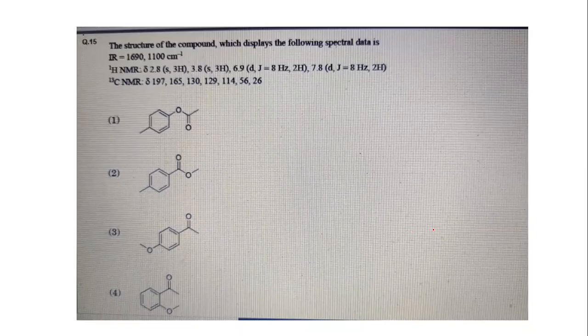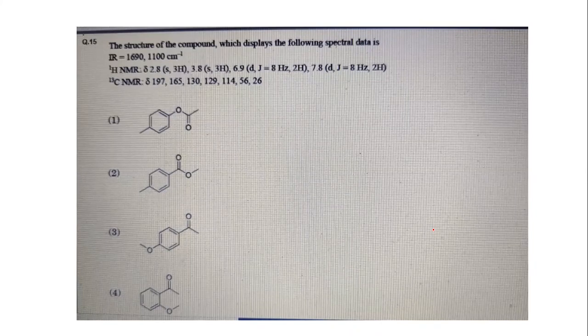In this video, I'm going to discuss a couple of spectral problems using the combined data of IR, proton NMR, and carbon-13. So this question was asked in the CSIR 2019 examination. The structure of the compound which displays the following spectral data. The IR values are given at 1690 and 1100 centimeter inverse.